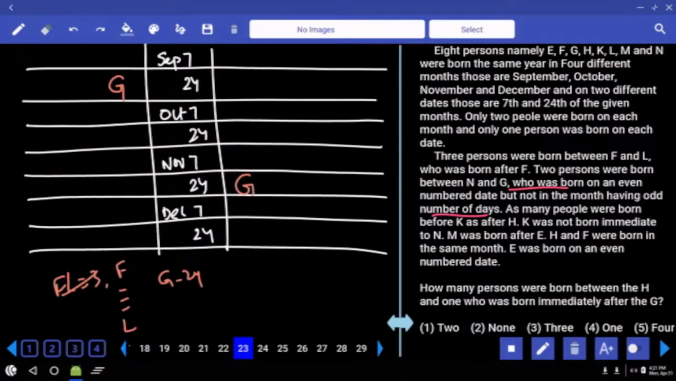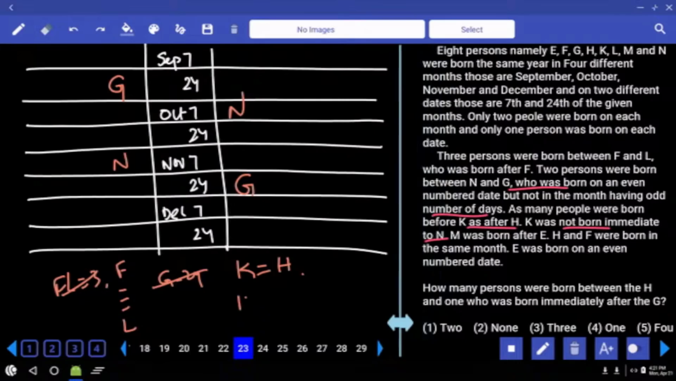Now G is here. N and G, how many people? 2 people. Now here again N and G, there must be exactly 2 people. Now 2 possibilities, G and 24. The next one, as many between K as after H. K and H, equal number of persons. K was not born immediate to N. Now K and N are not adjacent to each other. And M was born after E. E is here, M is here.